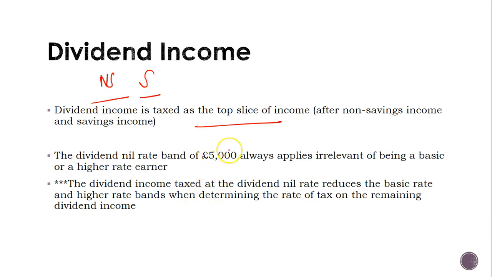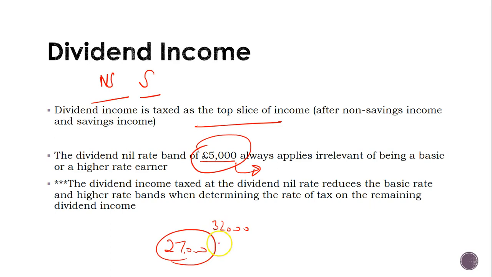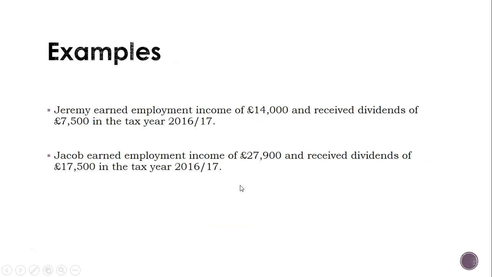And I've already highlighted here that the first 5,000 is at the nil rate band of 0. The thing though is that once you've enjoyed this at 0, it uses up part of the bands, so you can't enjoy this and then enjoy the full band as well. Imagine you earned 32,000 in dividends. If the first 5,000 is at 0, then you only have 27,000 left. Actually, you're okay in this scenario, but let's look at an example to prove what I'm saying.